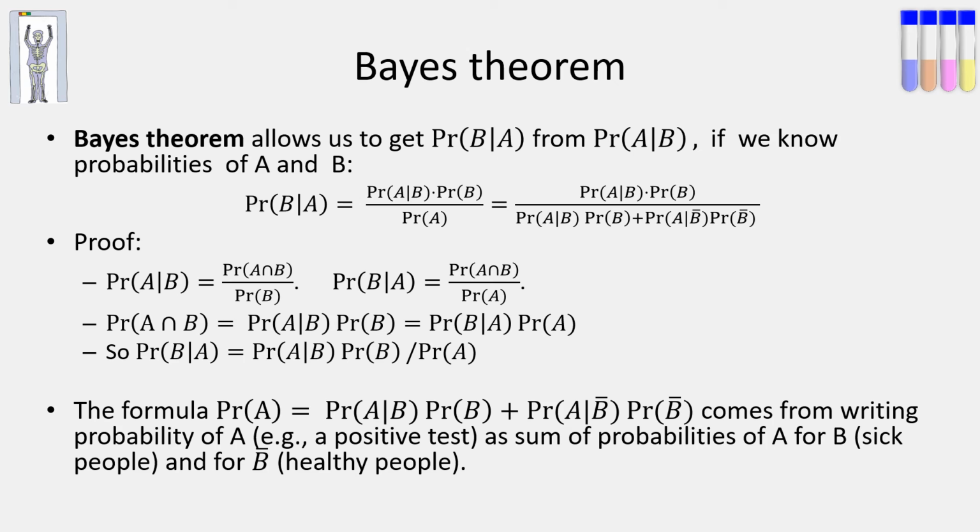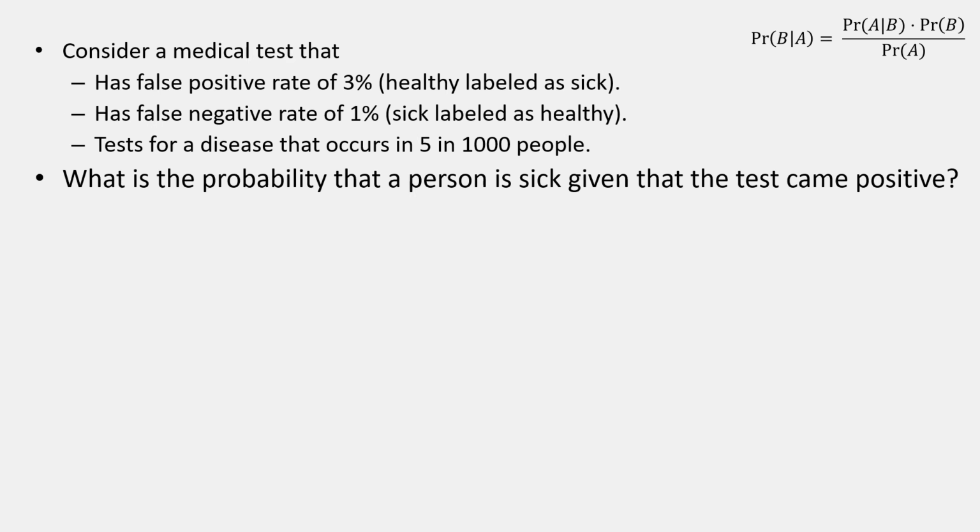And really the only thing you need to remember to rederive it whenever you need it is again that probability of both A and B happening is probability of A given that B happened times the probability of B happening. So let's do an example with Bayes' theorem. You will have a lot more of them in the lab.